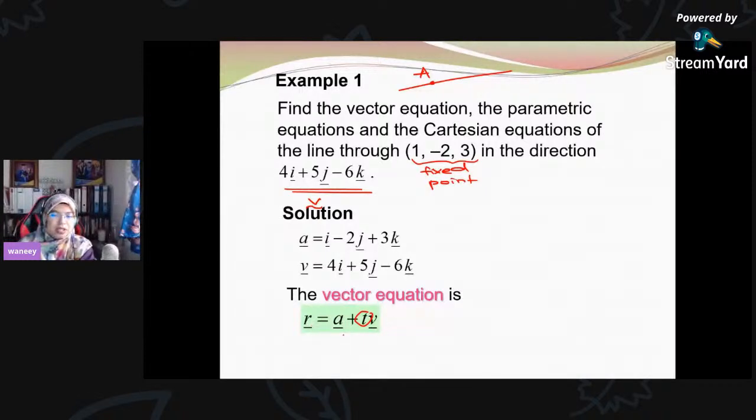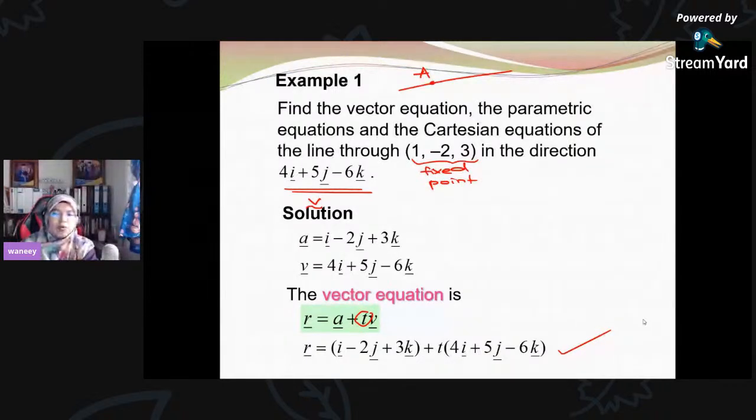Okay, so now substitute the A, substitute the V. So r is equal to i minus 2j plus 3k plus t(4i plus 5j minus 6k). And this is the vector equation of the line. Done. Okay, so now once we have the vector equation of the line, in order to get the parametric equation, the r, I have to change them into xi plus yj plus zk. And then I'm going to compare the coefficient for the i on left hand side, right hand side, coefficient for the j, coefficient of the k.